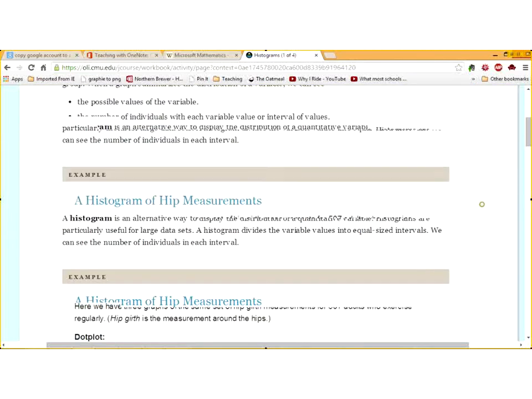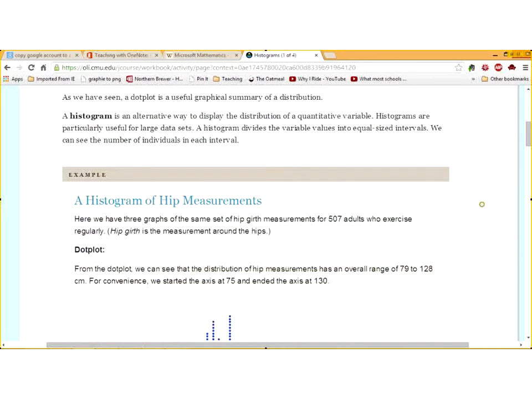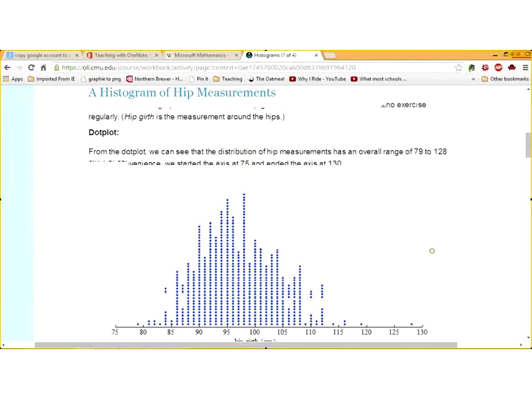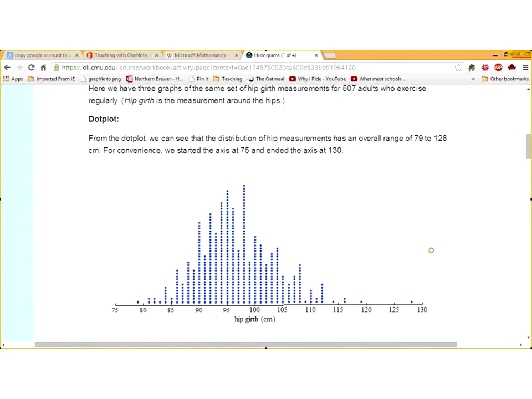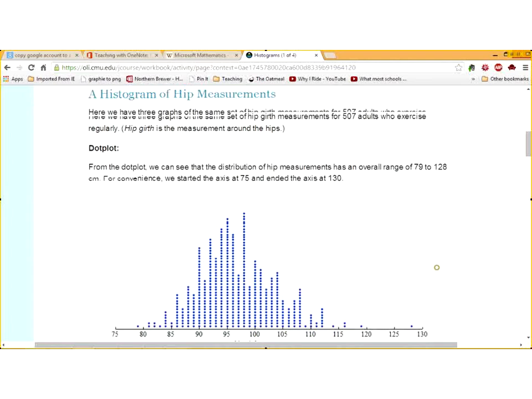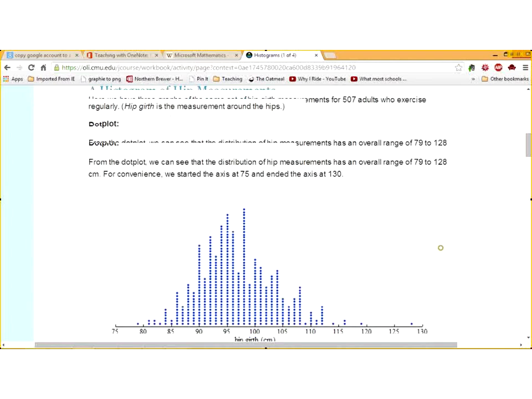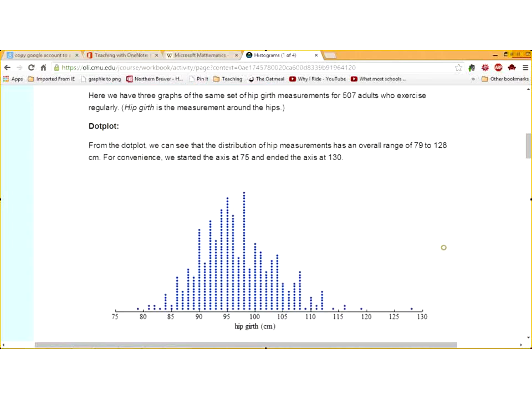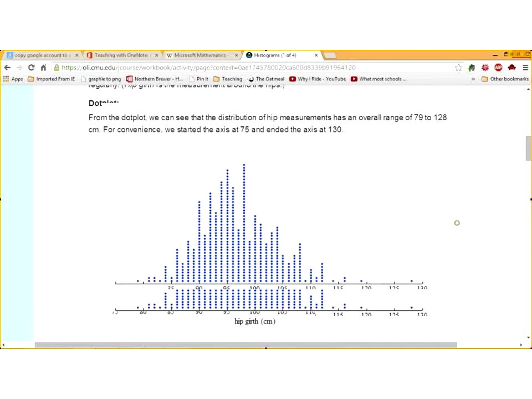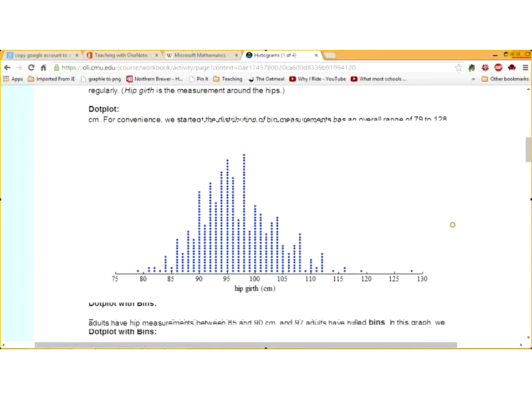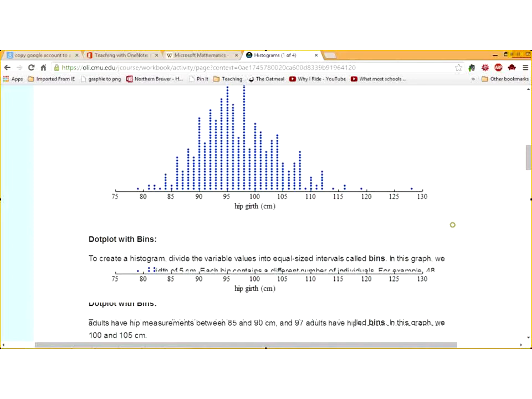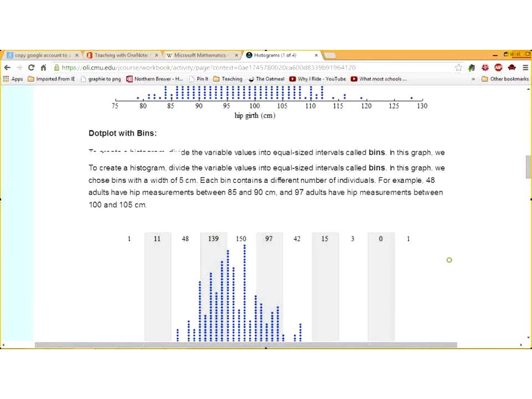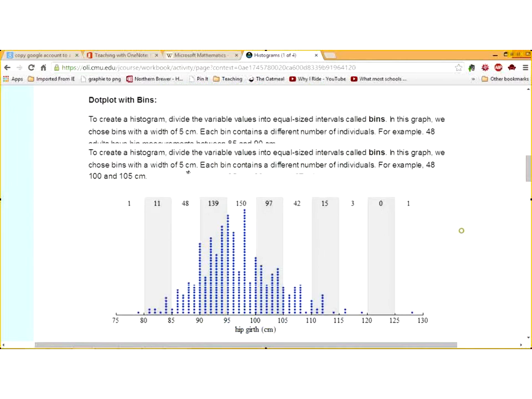So as this says, a histogram is another way. A histogram, as it says, is particularly useful for large data sets. So here's a dot plot, and it says hip girth, let's see, for 507 adults who exercise regularly. I'm a little surprised it has such a good bell-shaped distribution because it doesn't distinguish between males and females, but perhaps males and females have similar hip girths, since women tend to have wider hips relative to the rest of their body than men do.